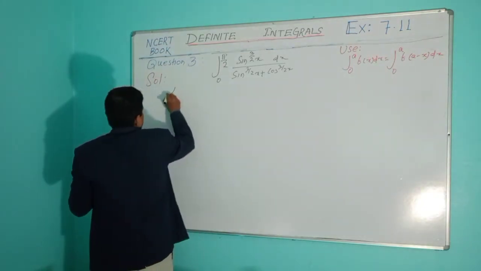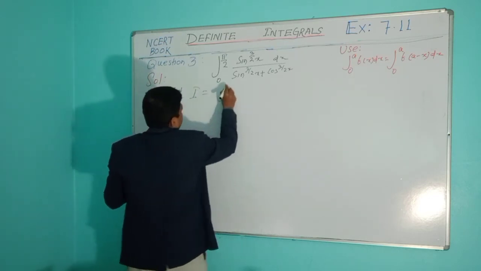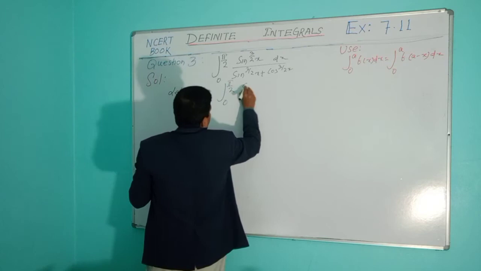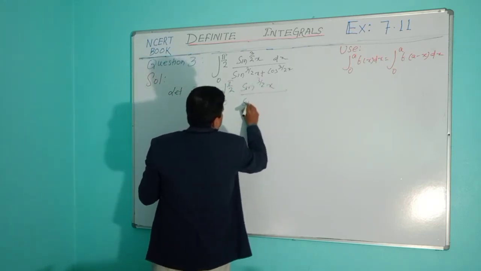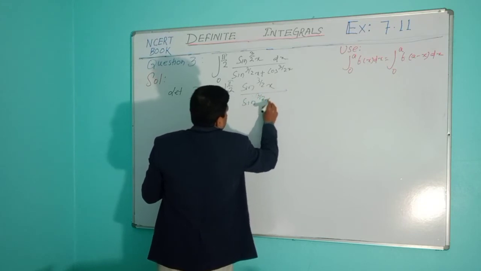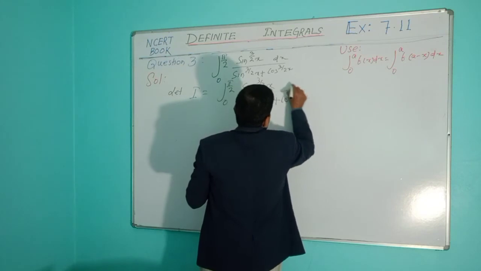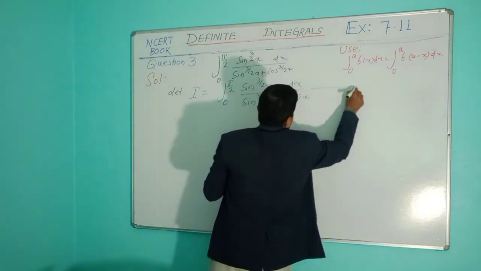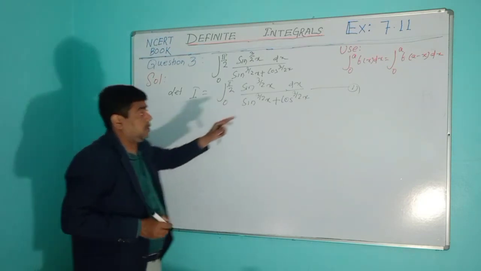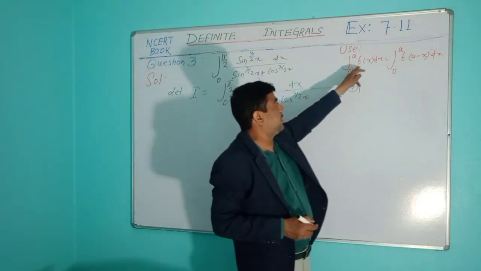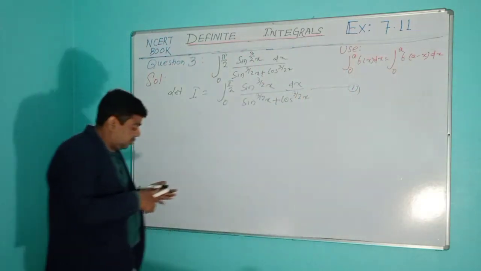So, in a similar manner, let I be equal to the integration from 0 to pi by 2 of sin to the power 3 by 2 x divided by sin to the power 3 by 2 x plus cos to the power 3 by 2 x dx. Let this be equation number 1. Now let us use the property: integration of 0 to a f(x) dx is equal to integration of 0 to a f(a minus x) dx. Same property you have to use.